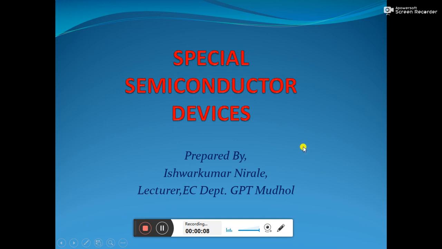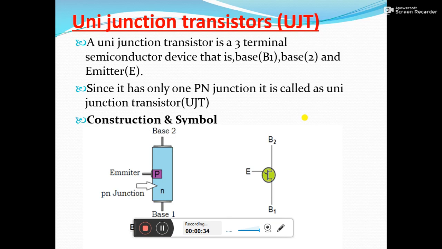Semiconductor Devices. So here in this chapter we will be studying some special kinds of semiconductor devices like UJT, SCR, diac, triac, and some special category of diodes like varactor diode, gunn diode, Schottky diode. So we will be discussing the construction as well as their characteristics as well as their applications also. So let's begin.